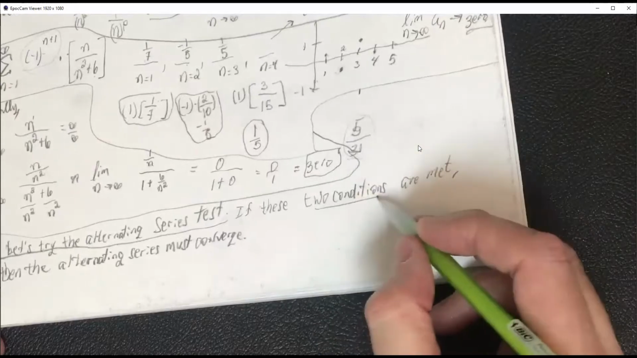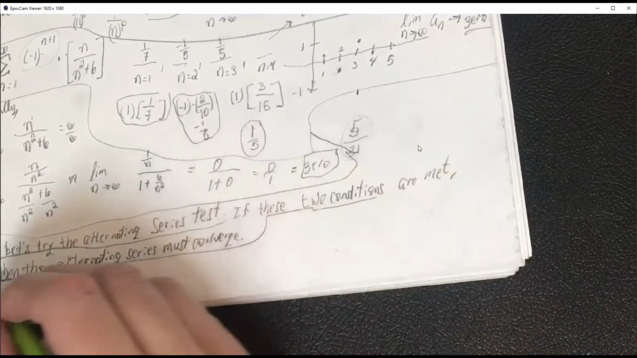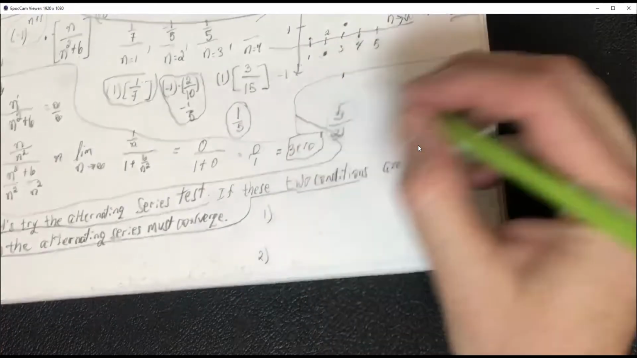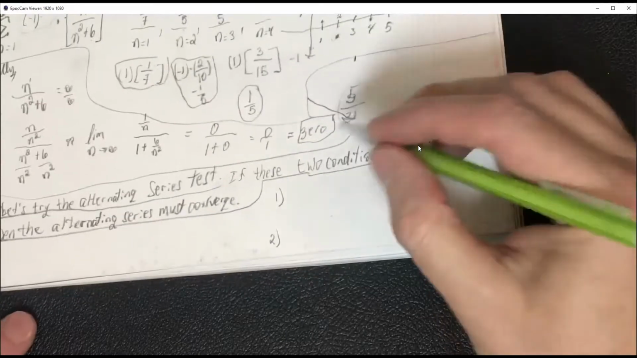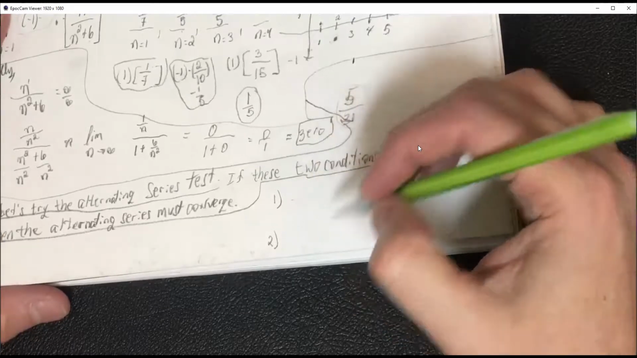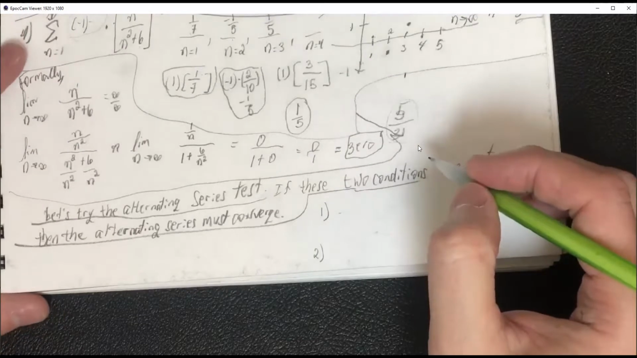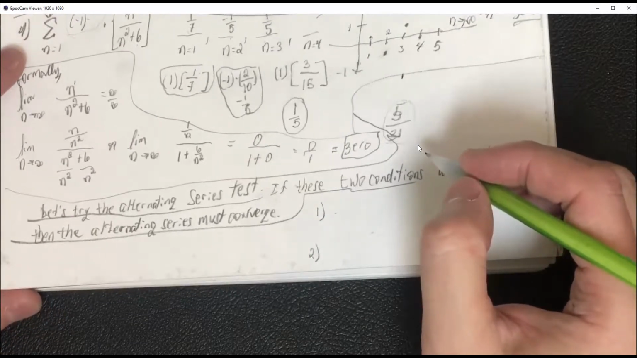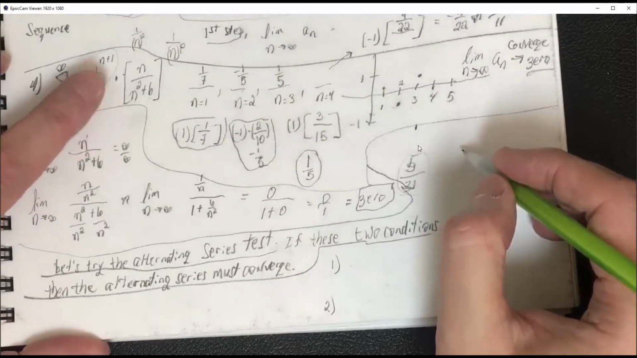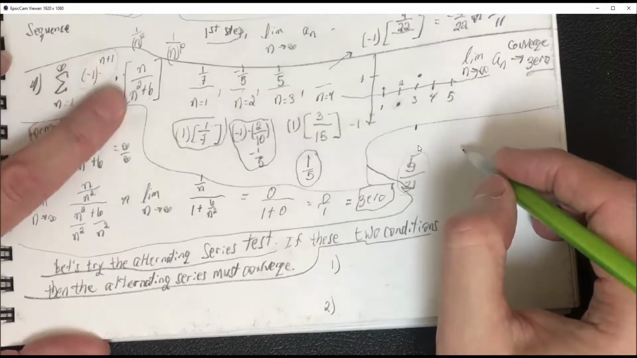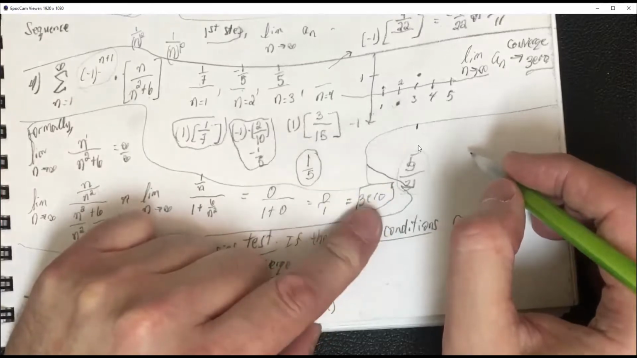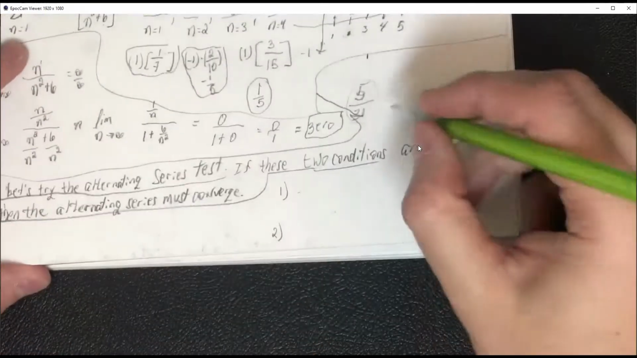So what are the two conditions? The two conditions, 1, 2. One of them we already did. One of the two we already did, that's good news, in the first step. That was when we took the limit of the individual terms of the sequence, ignoring this part, because that was just the alternating part, and we had to get closer and closer to what? 0. Well, that's one of the two conditions.